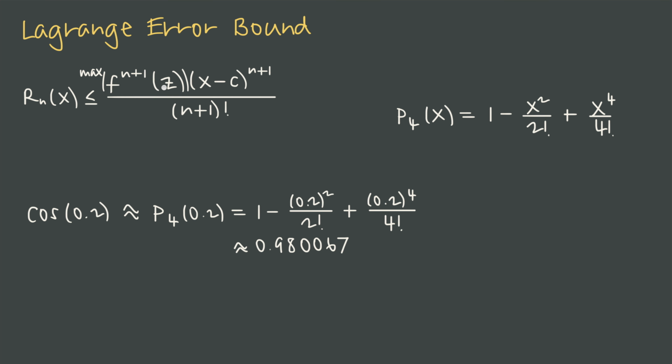When we find the Lagrange error bound, whatever value we get will be the maximum difference between this value we got from the polynomial approximation and the actual value of the function. So this formula for Lagrange error bound looks a lot more complicated than it actually is. What it tells us is that that remainder, or the error, can be no more than this value on the right-hand side.